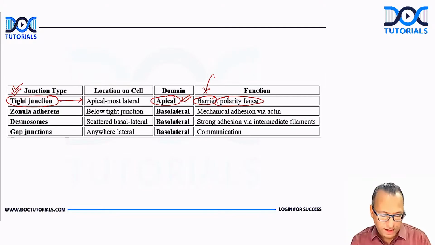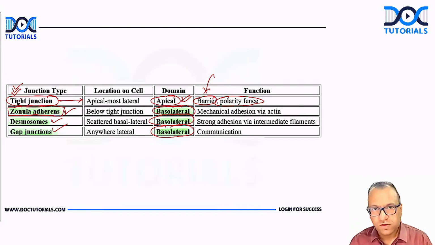That is where you need these tight junctions. If you're talking about zona adherens, maybe desmosome, or maybe it is the gap junction, you can see here, all of them, you should keep answering it as basolateral as per Gray's anatomy.